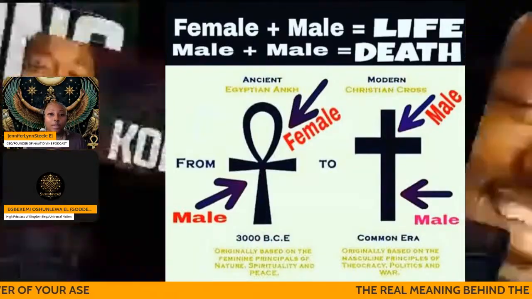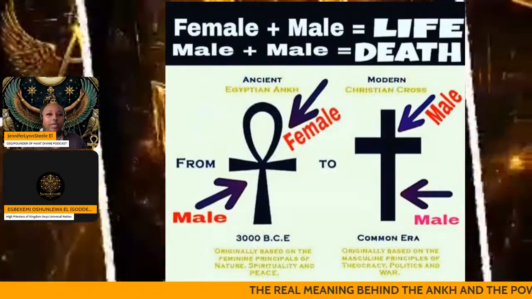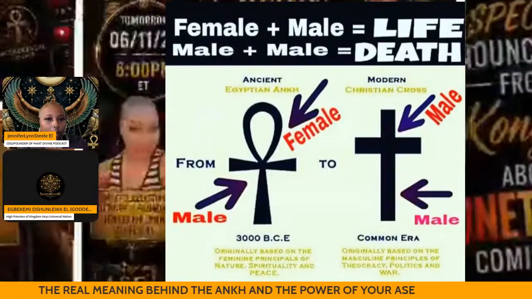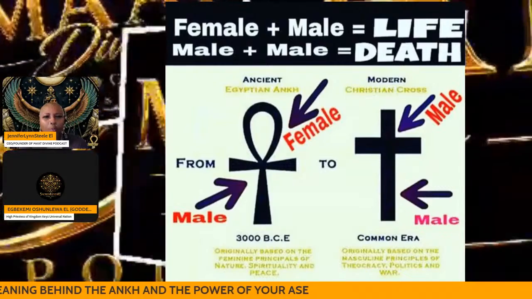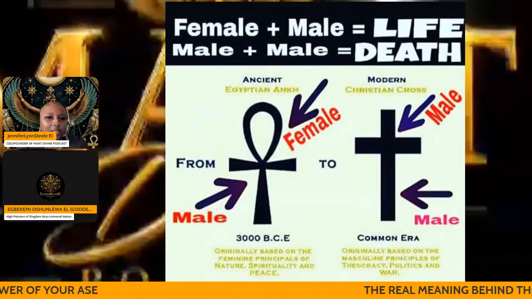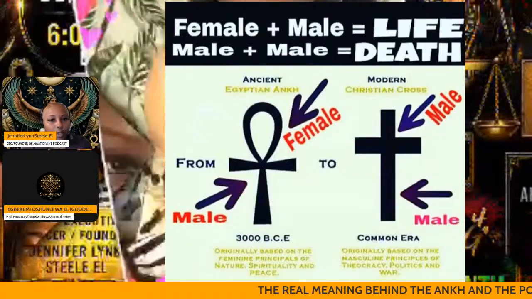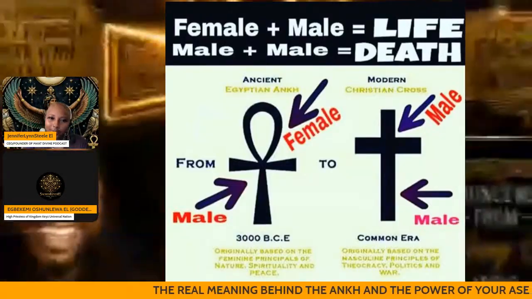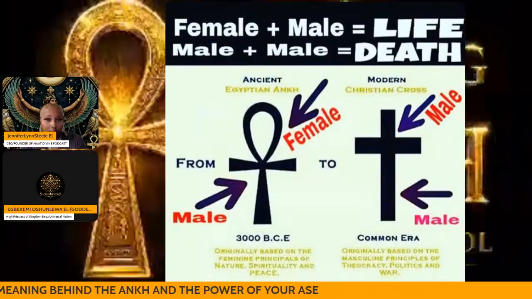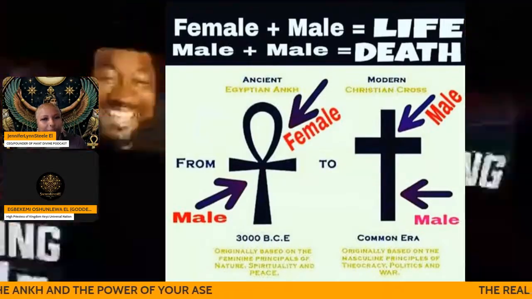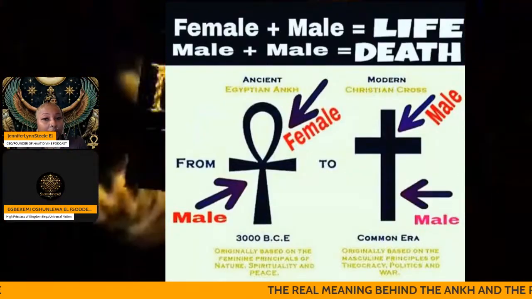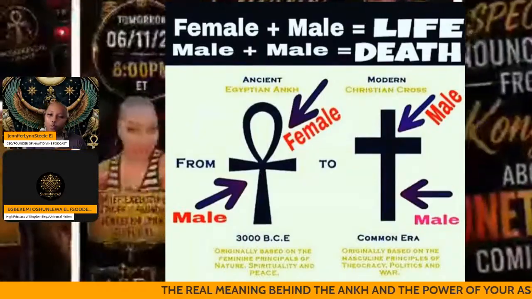Now, as you all see on this screen right here, you look at the ancient Egyptian Ankh, and the top has female and the bottom has male. Over 3,000 years ago, older than that, originally based on a feminine principle of nature, spirituality, and peace. Now, on the right, you all, you have the modern Christian cross, which is male at the top and male at the bottom, originally based on the masculine principles of theocracy, politics, and war.